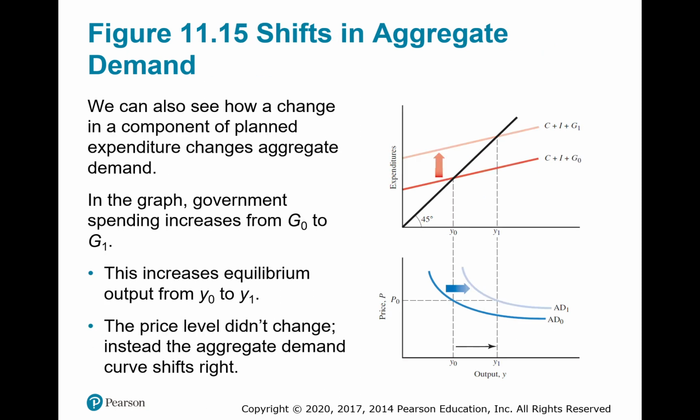We can also see how a change in a component of planned expenditure changes aggregate demand. In the graph, government is spending more, and this increases the output. The price level itself, though, didn't change, because our spending may have either decreased or stayed the same, but then we have government spending that took the place of what we would have spent. Now, instead of the demand shifting to the right, it's not actually changing.